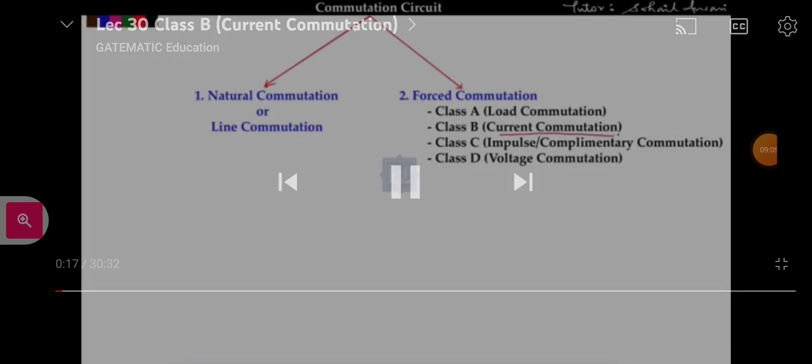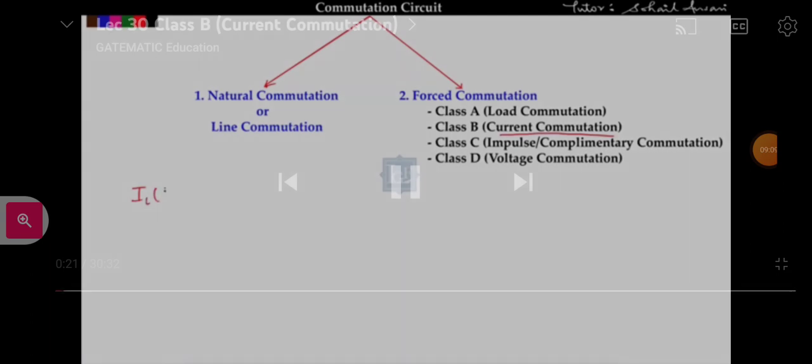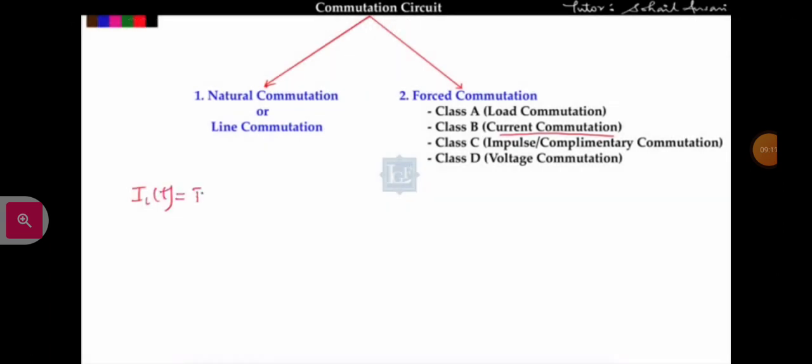Current commutation. Before starting current commutation, I told you that you should watch lecture number 6. There I derived iL(t) equal to ICP sine omega naught t, where ICP is Vs under root C by L. This is the discharging LC circuit current equation, and omega naught is equal to 1 by under root LC. So go through lecture number 6, then proceed to this lecture.